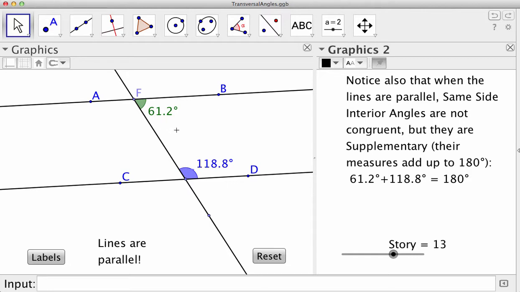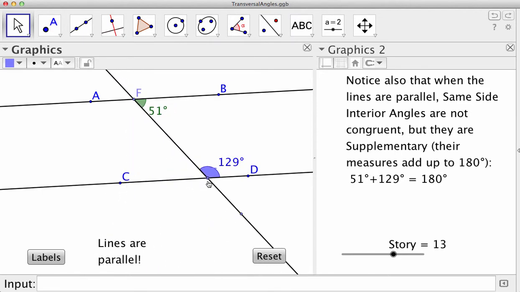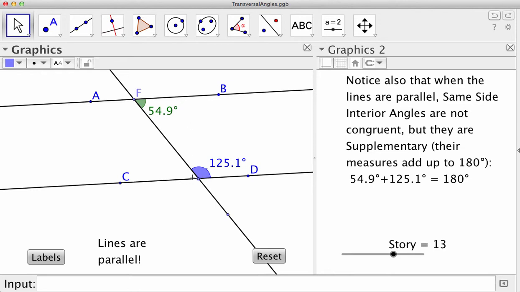Notice also that when the lines are parallel, same side interior angles are not congruent, but they are supplementary. In other words, their measures add up to 180 degrees. So as we look at these two here, we have 118.8 plus 61.2, and those together add up to 180 degrees. Even as we move the transversal, we can see that the sum of those two angles always remains 180 degrees as long as lines AB and CD are parallel. And if these angles are supplementary, we know that the two lines are parallel.